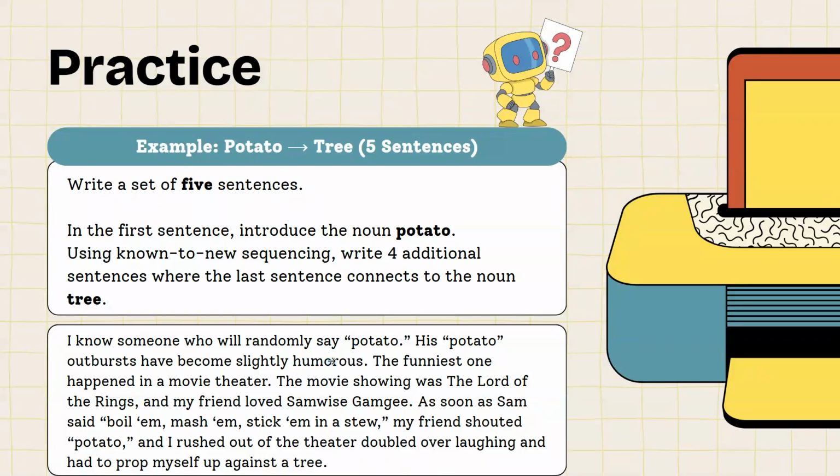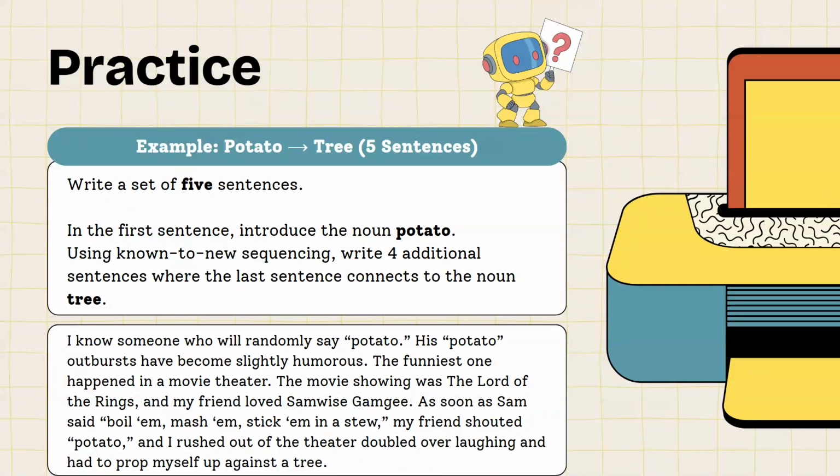We then take what we know and use it in our third sentence to connect to something new. So the funniest one, right? We talked about humor. I used a synonym to vary my language. I say the funniest one happened in a movie theater. Okay, here's the new information. Now we're in a movie theater.